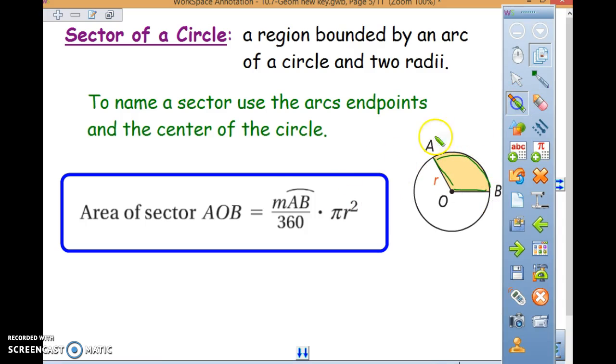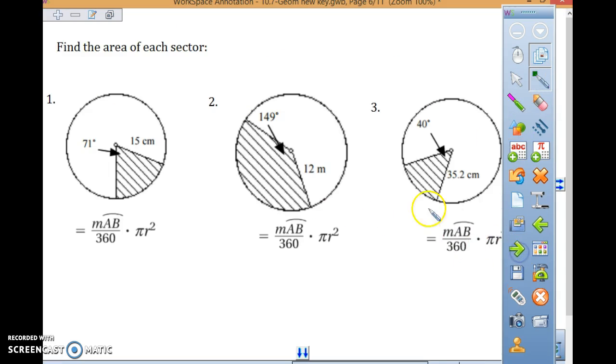So our formula looks a lot the same, a lot like the length of our sector, or the measure of our arc. So the measure of AB is going to be, again, this central angle, and we will also need the radius. Now our formula is the fraction of the circle times the area. So let's find the area of each of these sectors.